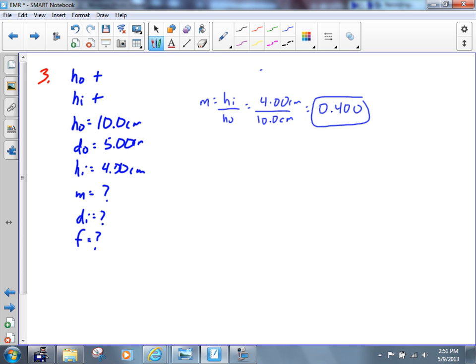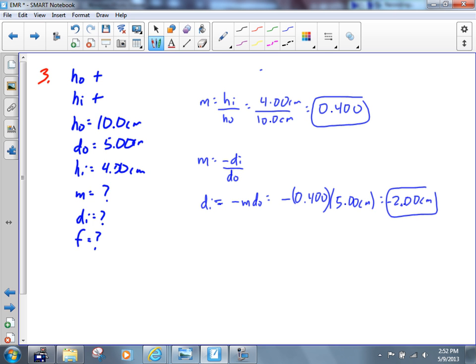Let's use that magnification now to find DI. We know that M is equal to negative DI over DO. That means that DI is equal to negative M times DO, which is negative 0.400 times 5.00 centimeters. That gives me negative 2.00 centimeters. Now that we have DI, we can use that other equation, that lens equation, 1 over F is equal to 1 over DO plus 1 over DI, to solve for F.